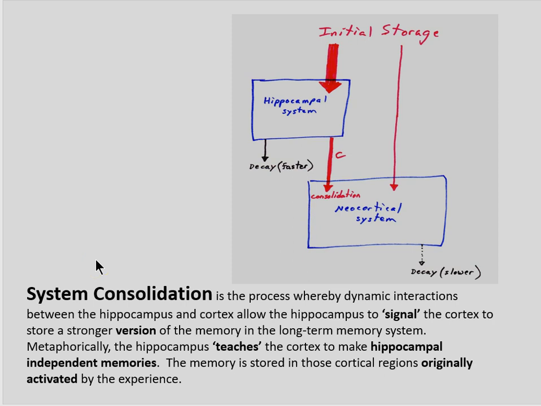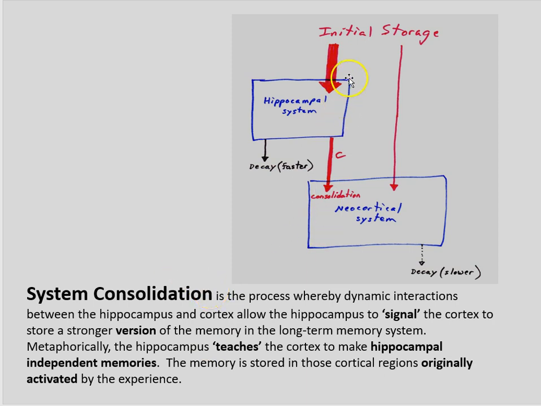We can elaborate on system consolidation. It's the process whereby dynamic interactions between the hippocampus and the cortex allow the hippocampus to signal the cortex to store a stronger version of the memory in the long-term memory system. Metaphorically, the hippocampus teaches the cortex to make hippocampal independent memories. And the memory is stored in those cortical regions originally activated by the experience.